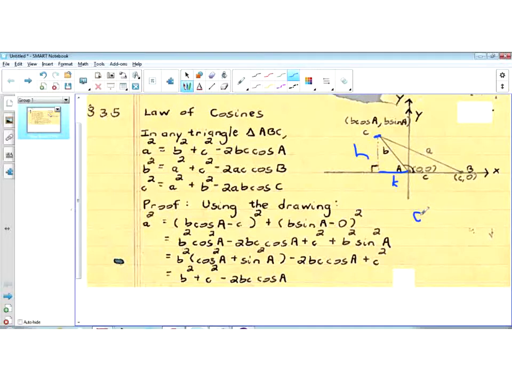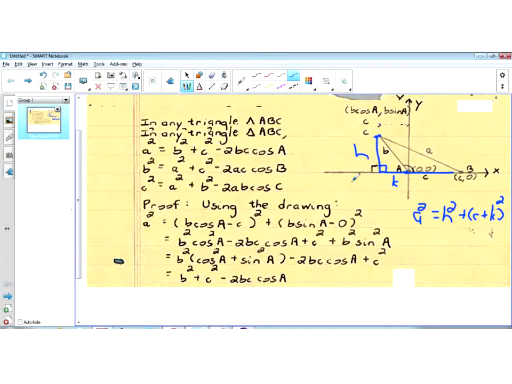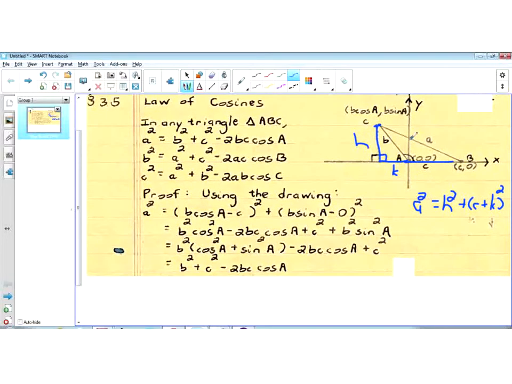So we have A squared equal to H squared plus (C plus K) squared. This is C plus K, this is H, and it's a right triangle. So H squared plus (C plus K) quantity squared is A squared. All right, so now what is H?